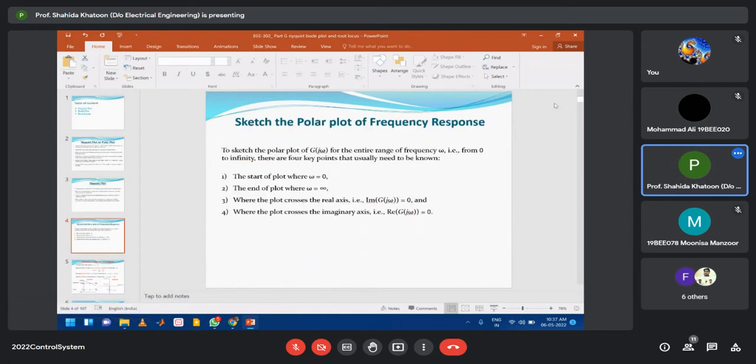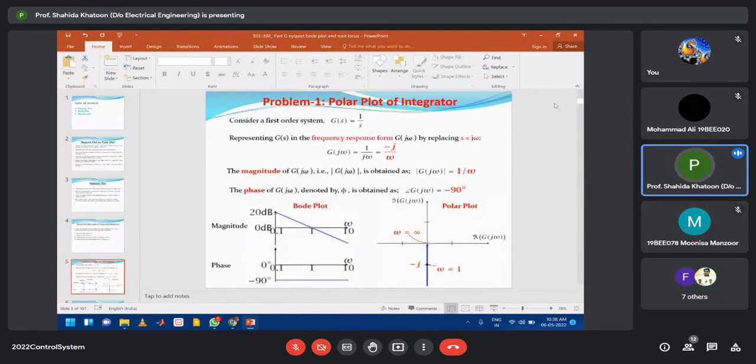So frequency will be a parameter if you plot the imaginary part of G(j omega) against the real part of G(j omega). So the steps to sketch the polar plot of frequency response for the entire range of frequency omega, that is from 0 to infinity: there are 4 key points that usually need to be known. The start of the plot where omega is 0, and the end of the plot where omega is infinity. Where the plot crosses the real axis is the point where the imaginary part of G(j omega) is 0, and where the plot crosses the imaginary axis is where the real part of G(j omega) is 0. So based on this, we plot the polar plot.